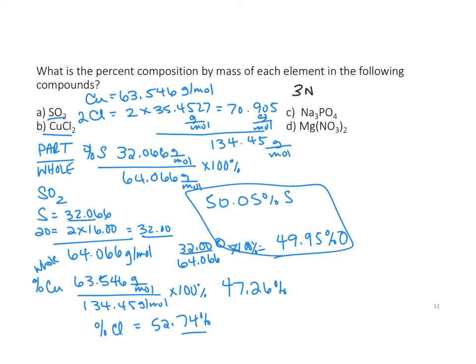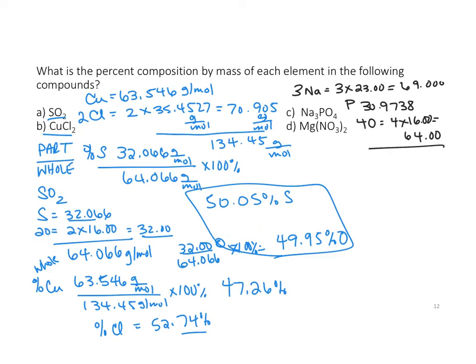Okay, so we have 3 sodium. So this is 3 times 23. We have 1 phosphorus, which is 30.9738. And we have 4 oxygens, which is 4 times 16. So 4 times 16 is 64. We already have phosphorus. 3 times 23 is 69. And then let's add up the whole, which is 69 plus 30.9738 plus 64.